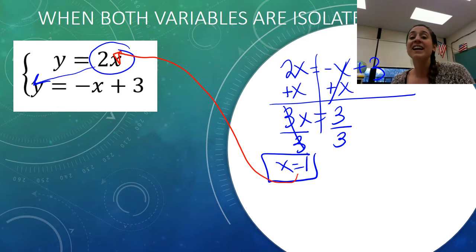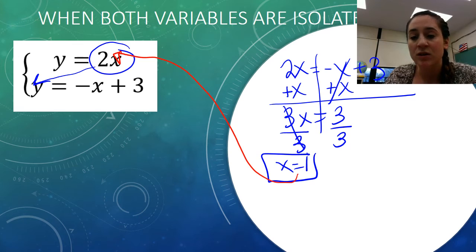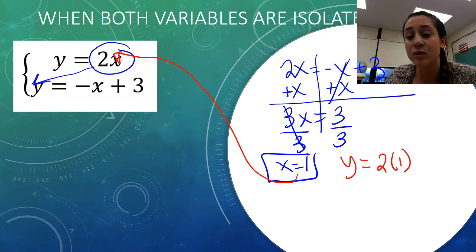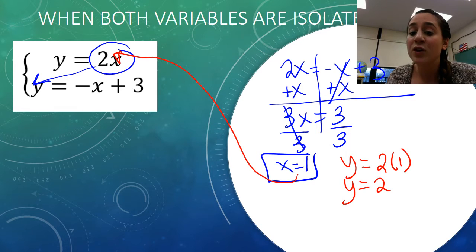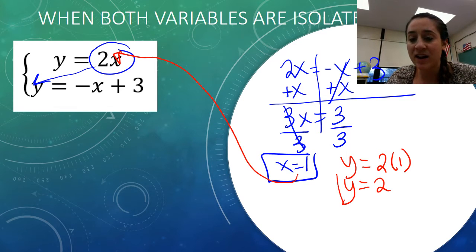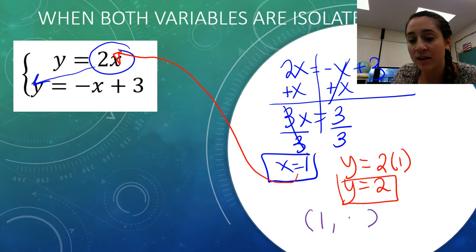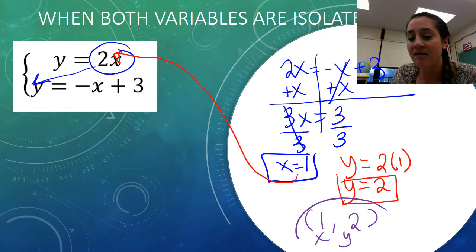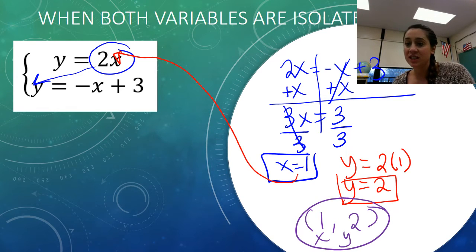So instead of writing x now, I'm going to substitute the value of 1. So y equals, well, what's 2 times 1? Because I plugged in 1 there. y equals 2. Great. Now I can have my solution because I found my x value, and I also found my y value. So the solution to this problem is 1, 2, 1 being my x value, 2 being my y value. This is the solution to the system.